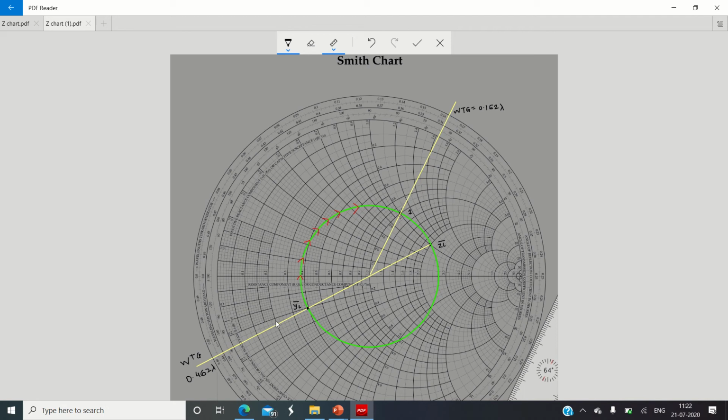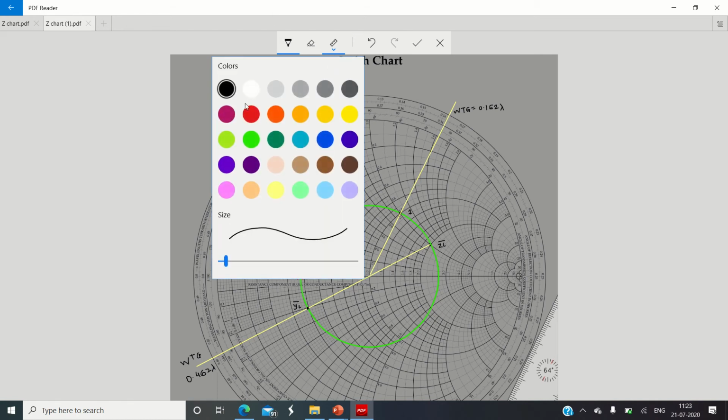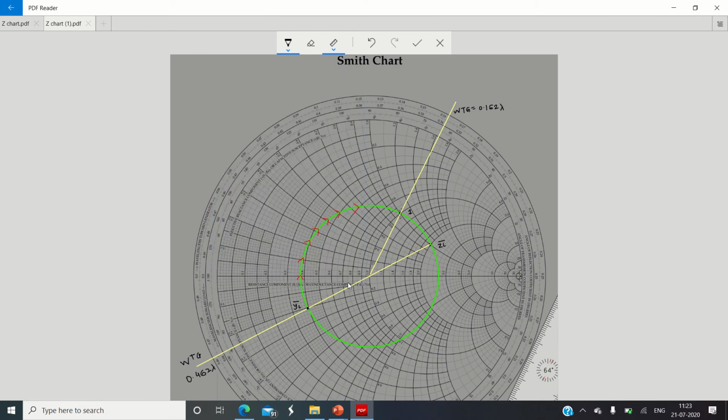If you take the difference between these two lines, you will get the location of the stub. Okay, so here first of all, I will denote the location by drawing an arc. The distance between two lines, which I have shown with the arrow diagram, is going to give us the distance d. But how to take it?